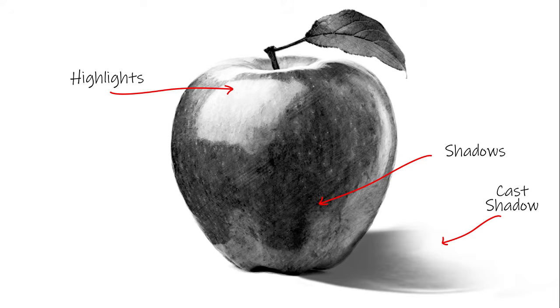Convincing shading is done by looking at the highlights and the shadows of the picture. The highlight is where the light hits the object, and the shadows is where the light cannot reach. The cast shadow is placed on the opposite side from the highlight.